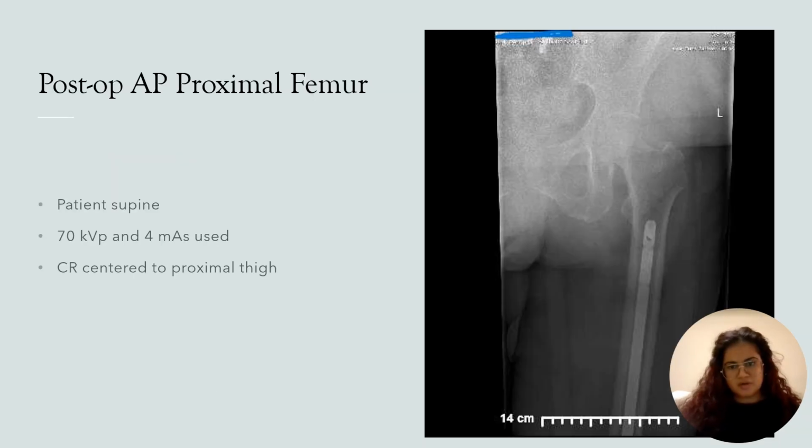Now for the AP proximal femur, they were looking to see the placement of the rod and where the placement of the rod starts. The patient was supine. The technical factors used were 70 kVp and form mass, and the CR was centered to the proximal thigh. And we can see here that it is a little mottled, but because they were really just focused on the placement of the rod, it is visible for that purpose.